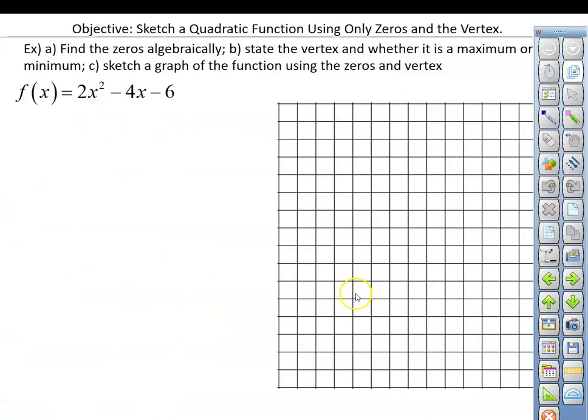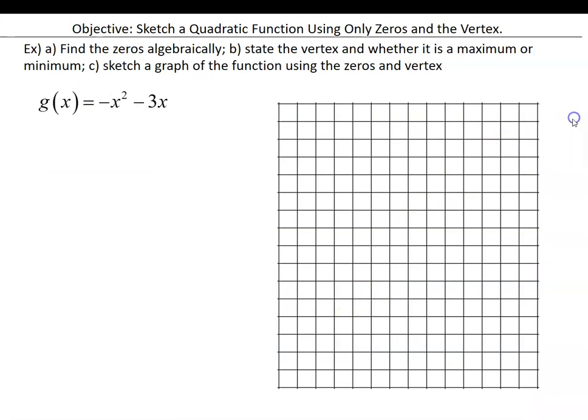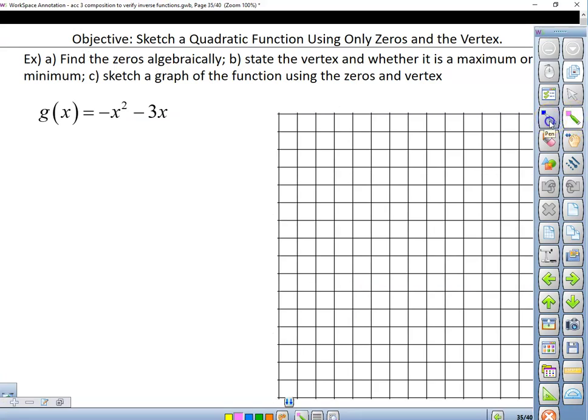All right, let's take a look at this problem. So this one, the structure, we have g of x equals negative x squared minus 3x. This is our standard form. We've talked about if we have a linear term, an x term, as well as an x squared term, then we know we're in standard form, not vertex form.